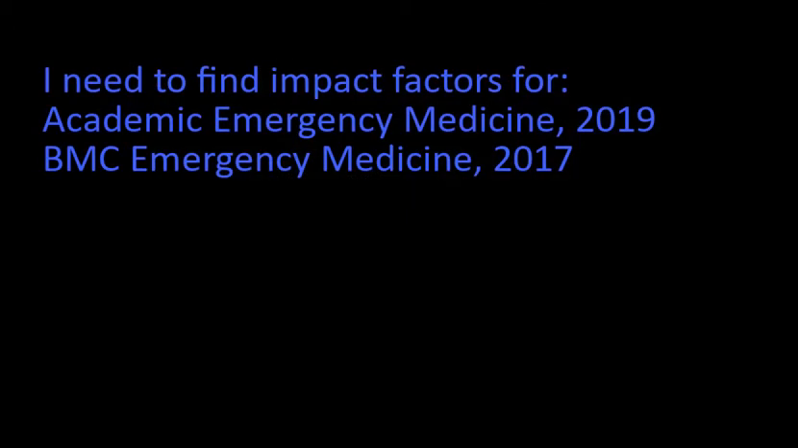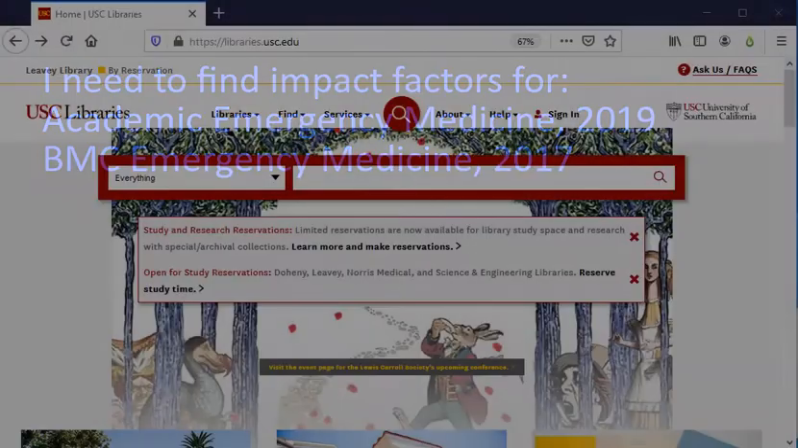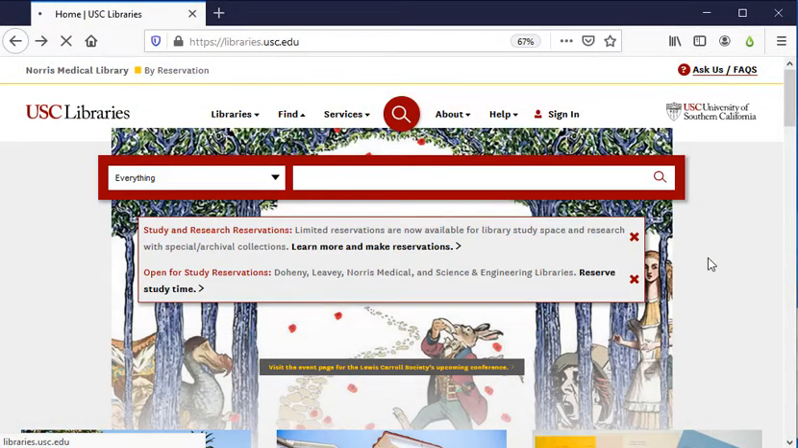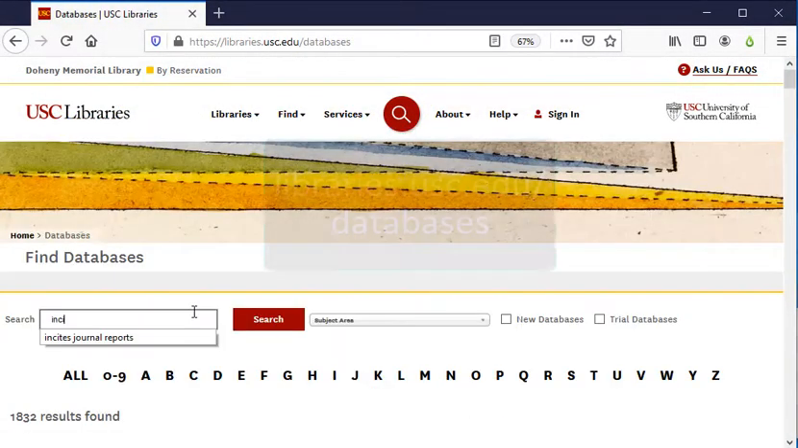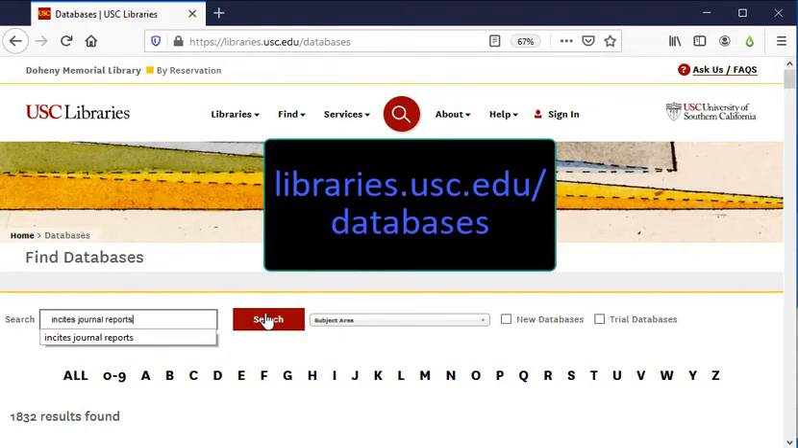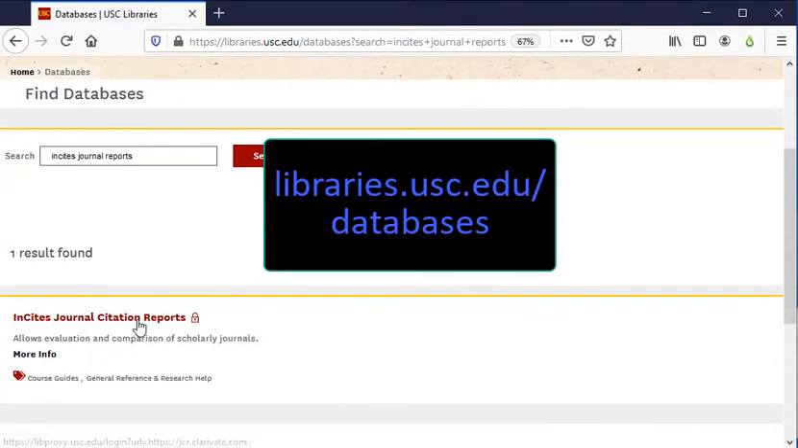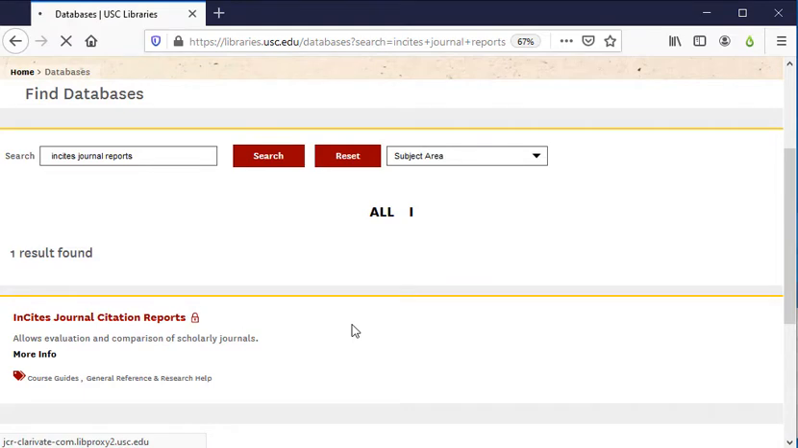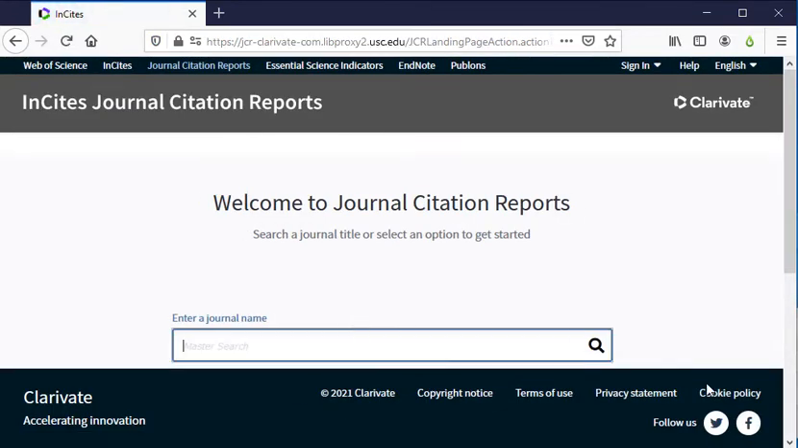Once you've identified a year and a journal title, enter USC's subscription to Insights Journal Citation Reports. Search the library's A through Z database list to find a link. Search the journal master list by journal title.